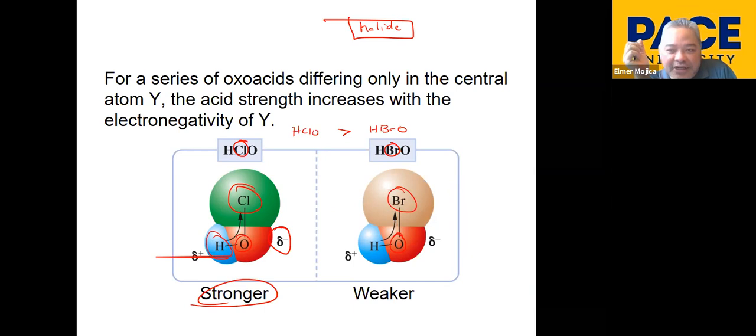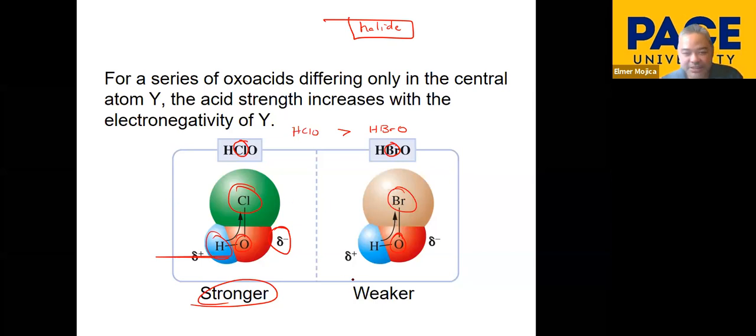It's just like chlorine asking the oxygen, "You're mine. I don't know who you're attached with." So the electronegativity makes the pulling of oxygen towards chlorine. When that happens, it's easier for the hydrogen to leave. Compare it to when you have bromine. The electronegativity of bromine is not as high as the one that you have in chlorine.